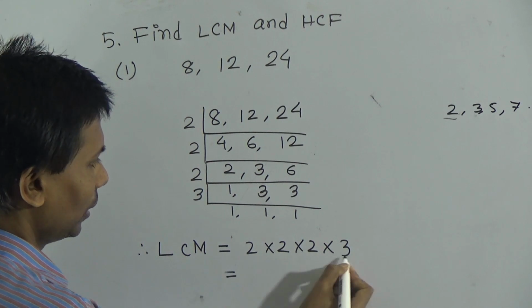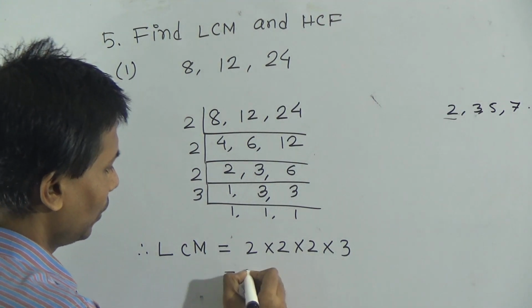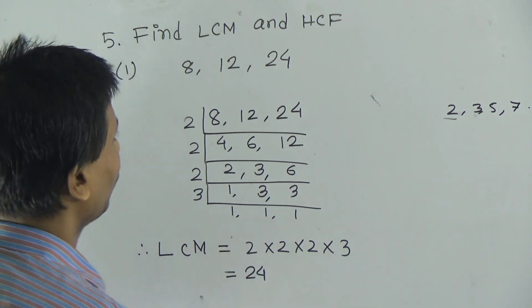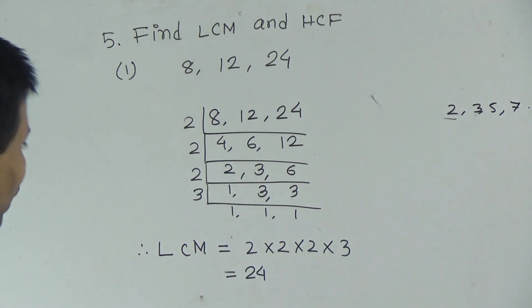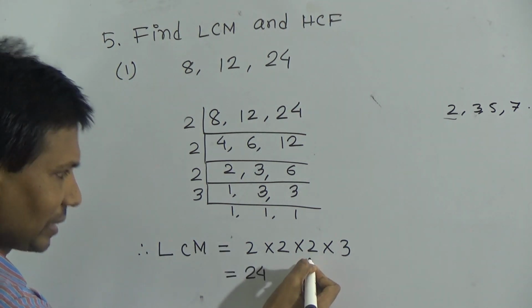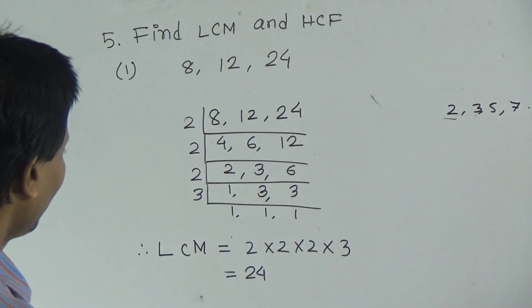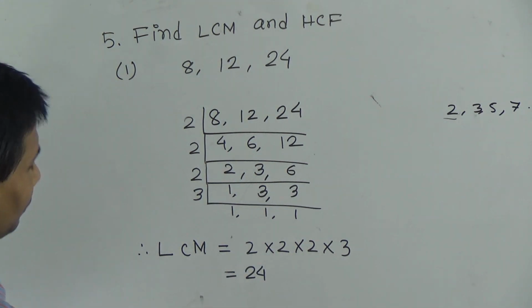This is equal to what? 2 times 2 is 4, 4 times 2 is 8, 8 times 3 is 24. Okay, so our LCM is 24. Now HCF.